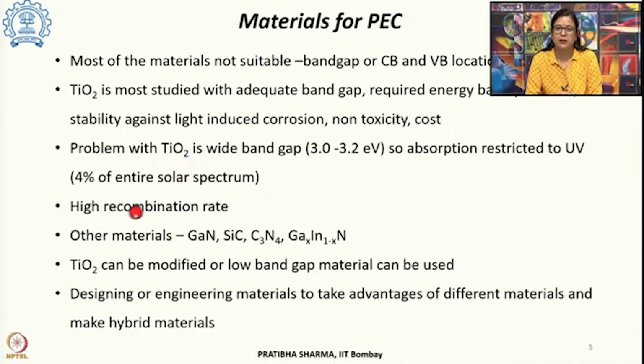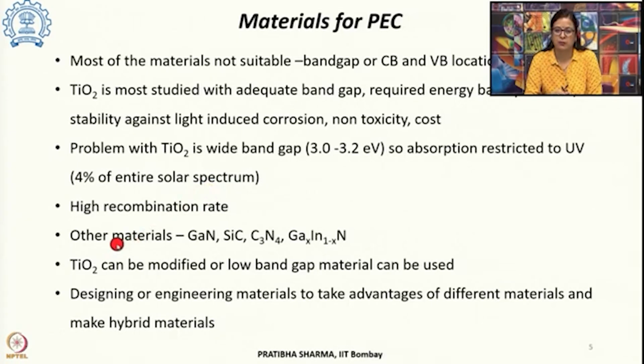At the same time, as the charge carriers are produced, they can even recombine, and that recombination rate is higher for the titanium dioxide material. So, what can be done is either we can modify the titanium dioxide. We can have appropriate doping, nanostructuring, sensitizing. So, there are different ways of modifying titanium dioxide, or else we can use a low band gap material such that it can absorb a broader region of the solar spectrum.